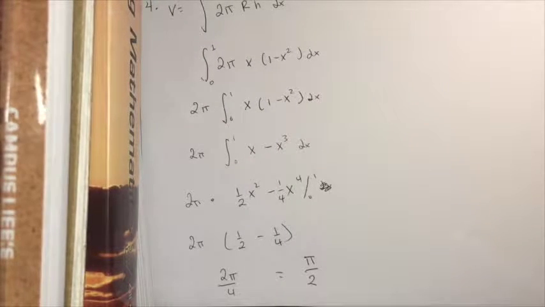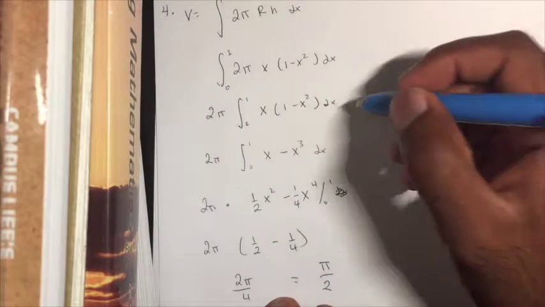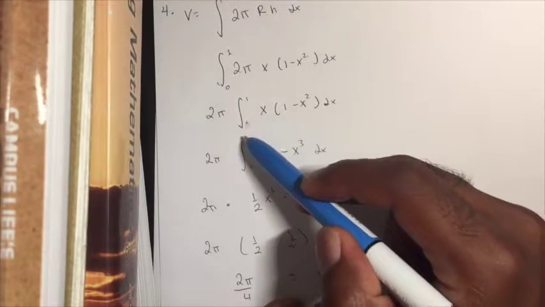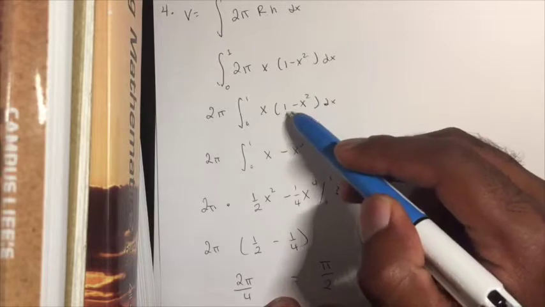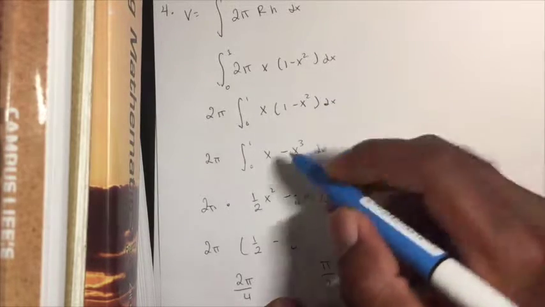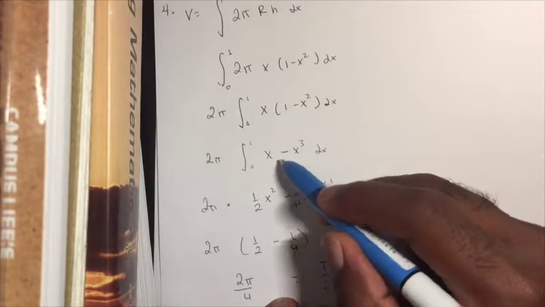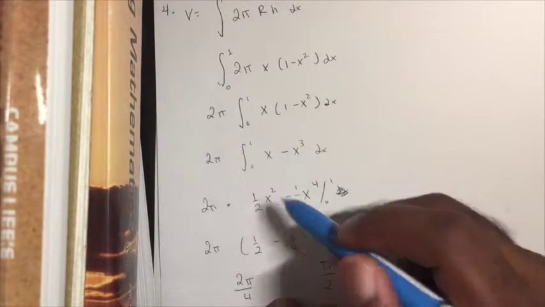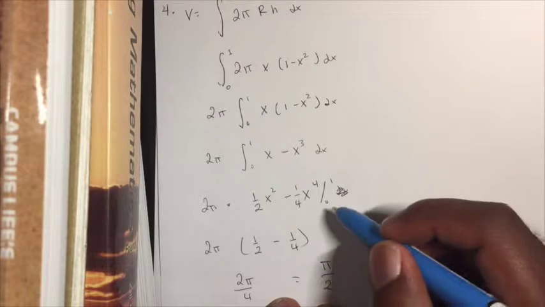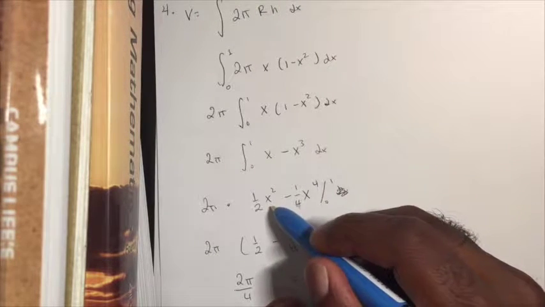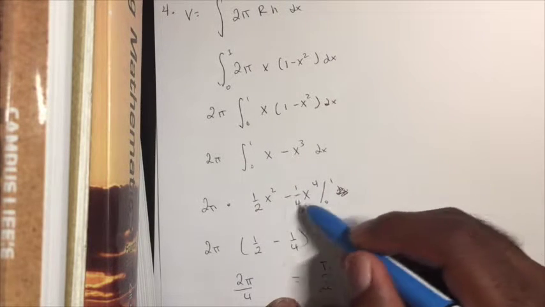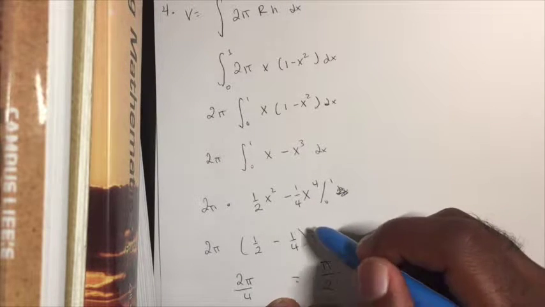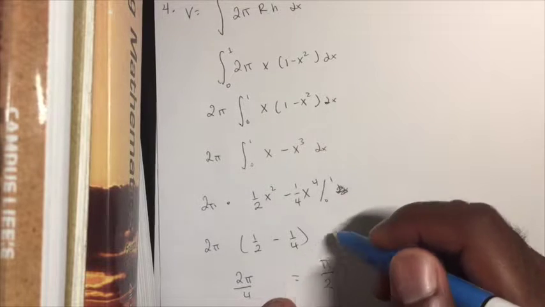So I went ahead and I did all the integration, and I will walk you through it. So we left off at 2 pi, the integral from 0 to 1 of x times 1 minus x squared. I distributed the x, and now we have x minus x to the third from 0 to 1 multiplied by 2 pi. Take the integral of it, so now we have 1/2 x squared minus 1/4 x to the fourth from 0 to 1 multiplied by 2 pi.